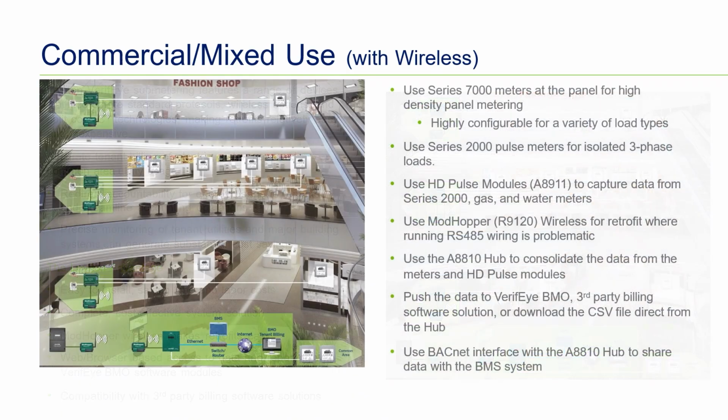Use Series 7000 meters at the panel for high-density panel metering, which is highly configurable for a variety of load types. Use Series 2000 pulse meters for isolated three-phase loads. Use HD pulse modules A8911 to capture data from Series 2000, gas, and water meters. Use ModHopper wireless transceivers for retrofit applications where running RS-485 wiring is problematic.